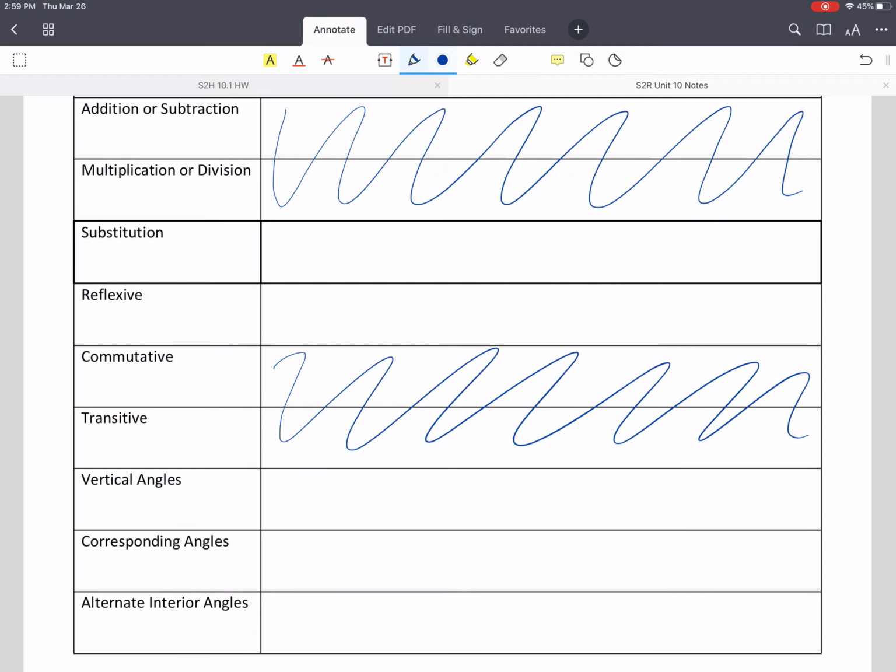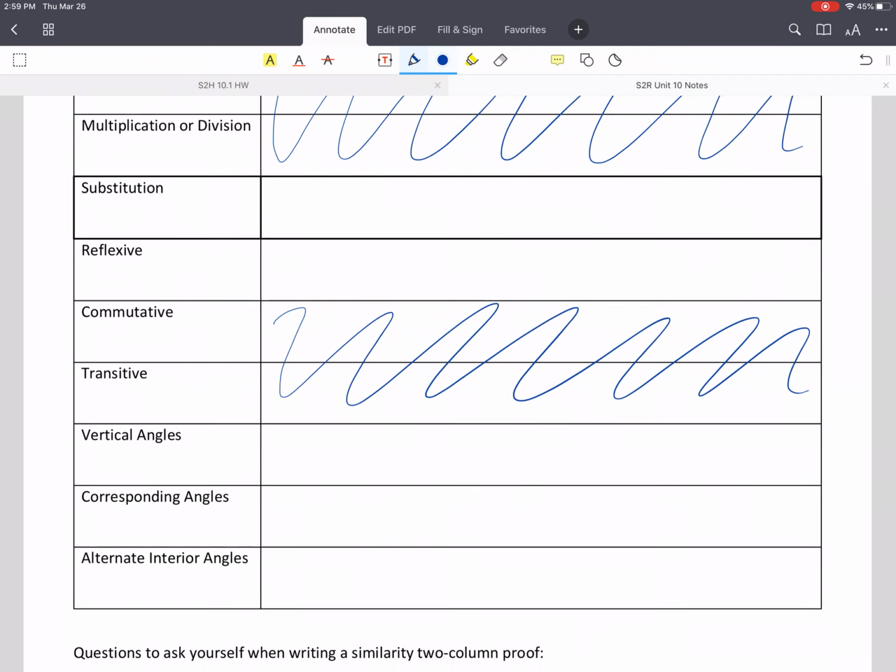Okay, so I actually want to start with the angles because we talked about these last time. Vertical angles. Here's what's going on. You got like an X of lines. And this is just what we know. Vertical angles are congruent. Okay, that's all that happens with this one.